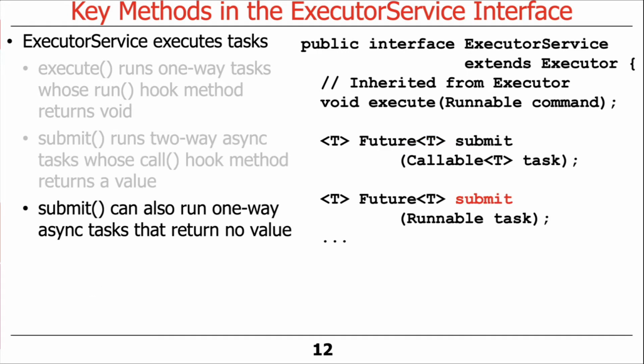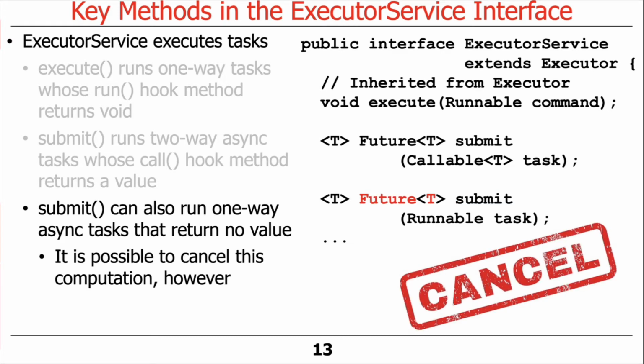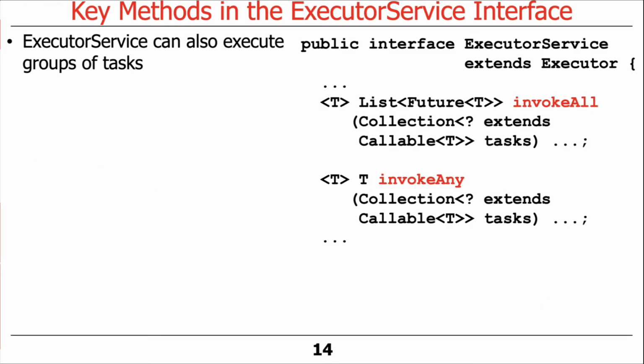Interestingly enough, you can also submit one-way async tasks that return no value. You can, however, do other things. You can cancel the computation. So you can say, I don't want to wait for this anymore. And that's something you cannot do if you use execute. You can't cancel something because you have no Future upon which to cancel it.